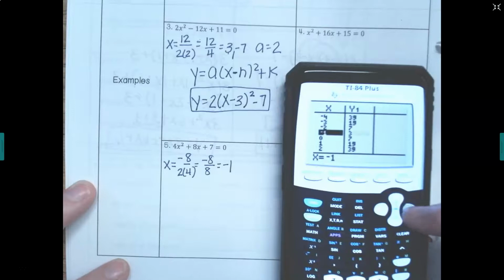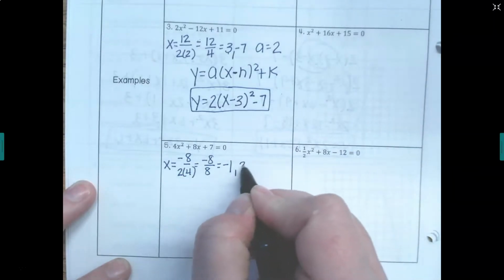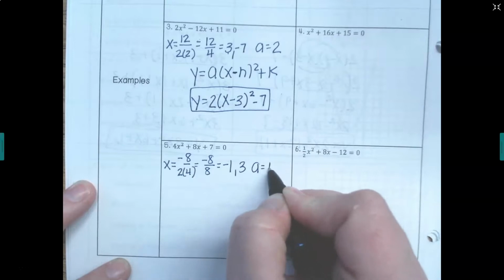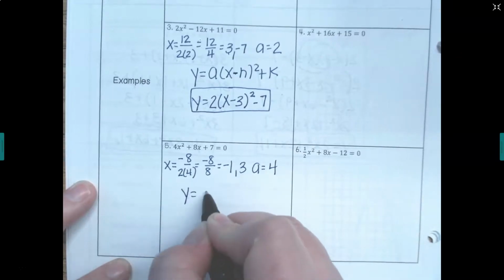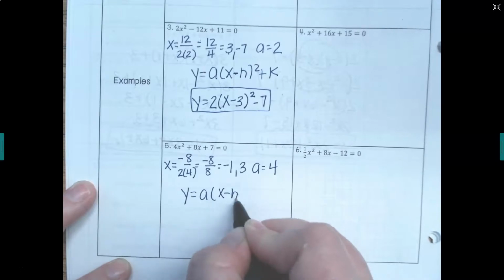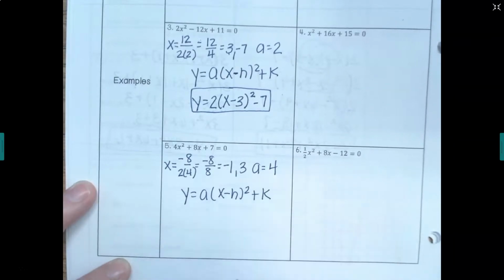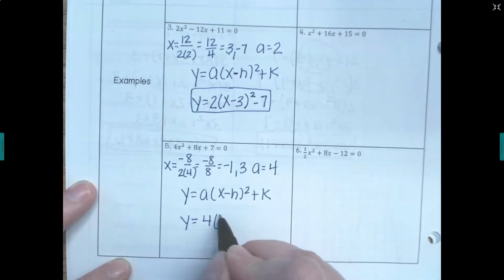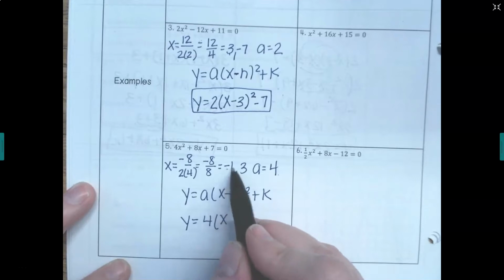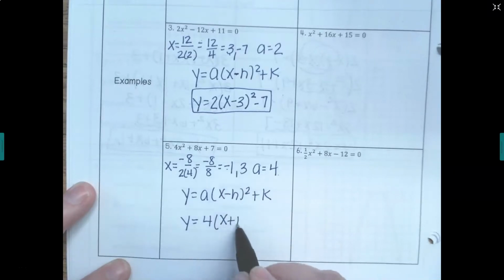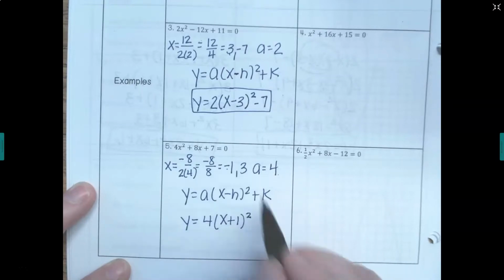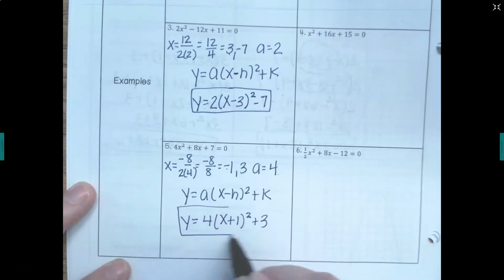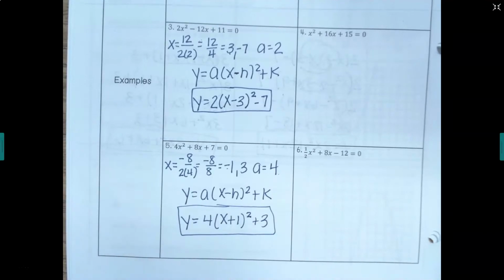Always double check. You see the quadratic pattern coming out above and below. So -1, 3 is my vertex. My a value is 4. I'm going to plug it into the vertex form of the equation, which is this. So I end up with y equals a is 4, x, this is a -1, so minus -1 is +1, squared, plus 3. And there's our vertex form of the equation.